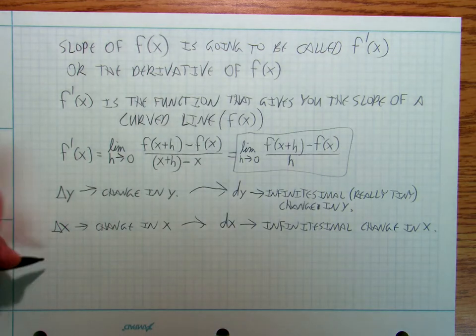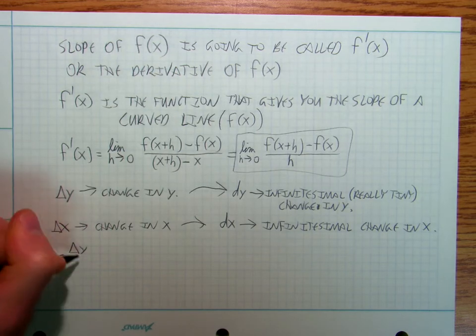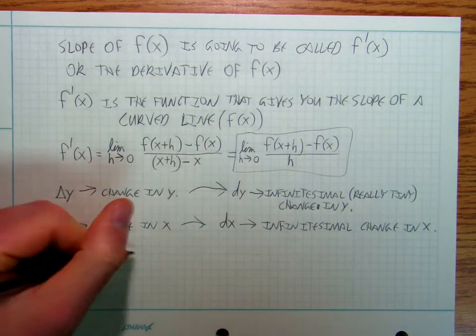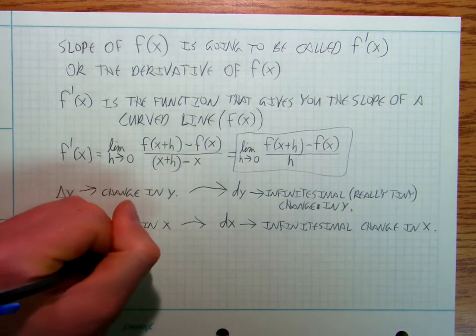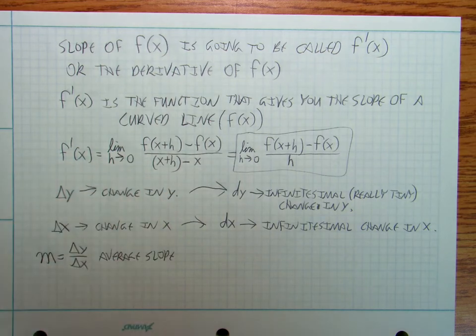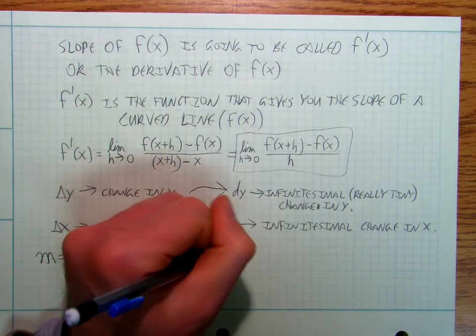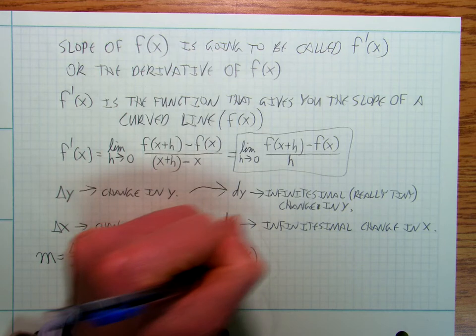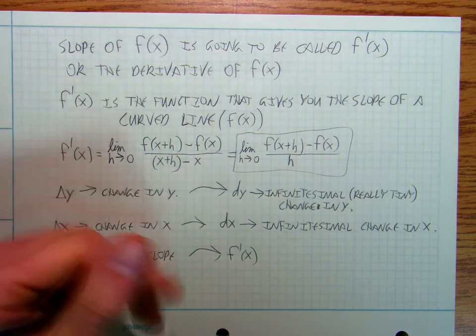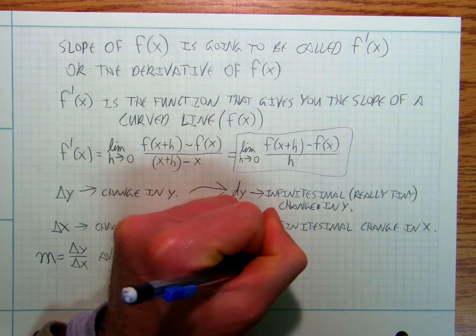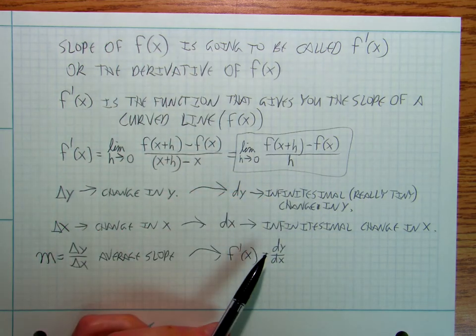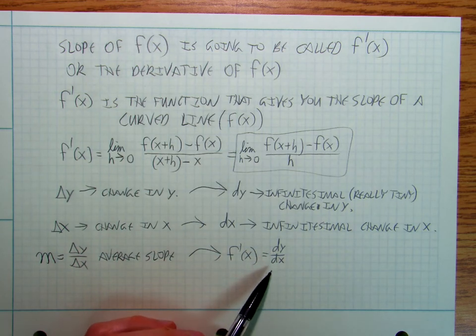And so then here we've got m equals change in y over change in x. We're going to call that average slope. And then we're going to have f prime of x, which is the slope of a curved line, is going to be equal to the infinitesimal change in y divided by the infinitesimal change in x. Okay, that's what I'm going to say in this video.